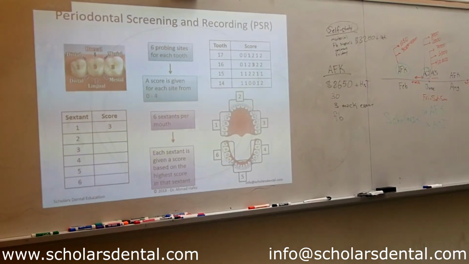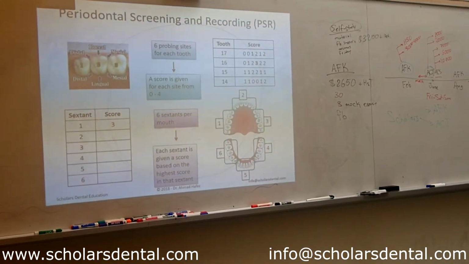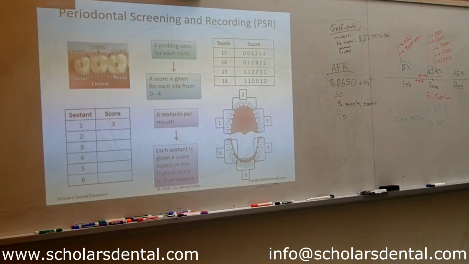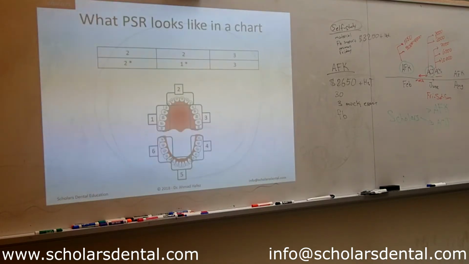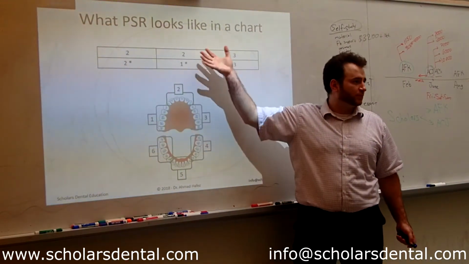Okay, so this happens really quickly. You just kind of probe and go, oh, this one so far, this is the score, until I find something higher. So really, they just record this for PSR. So here are the 6 sections, and then you have 2, 2, 3. These are PSR scores. That's what gets recorded.